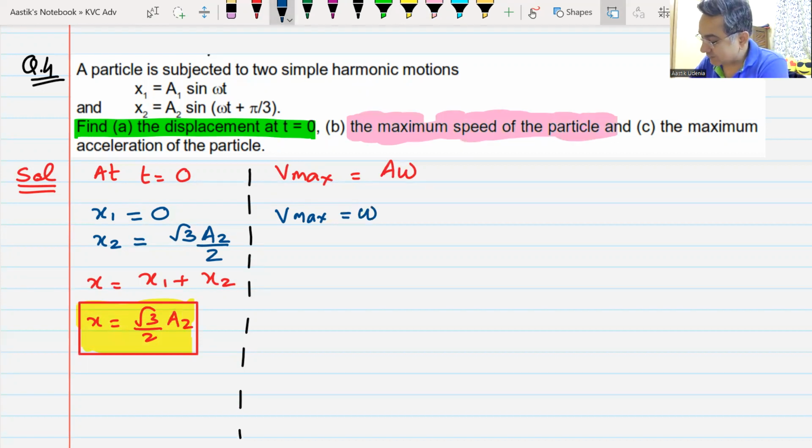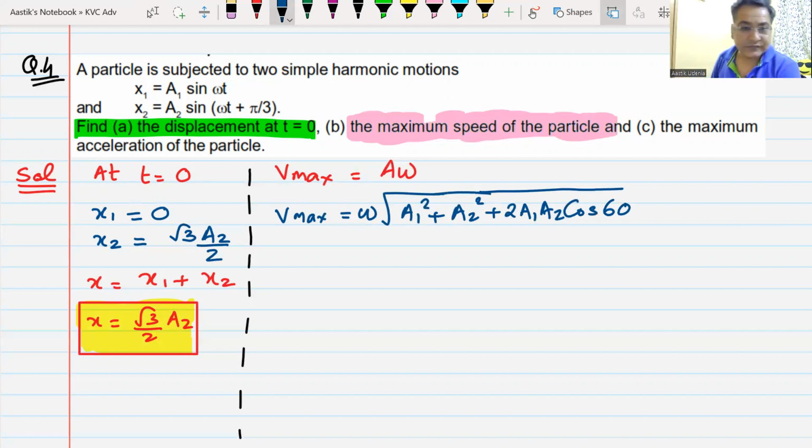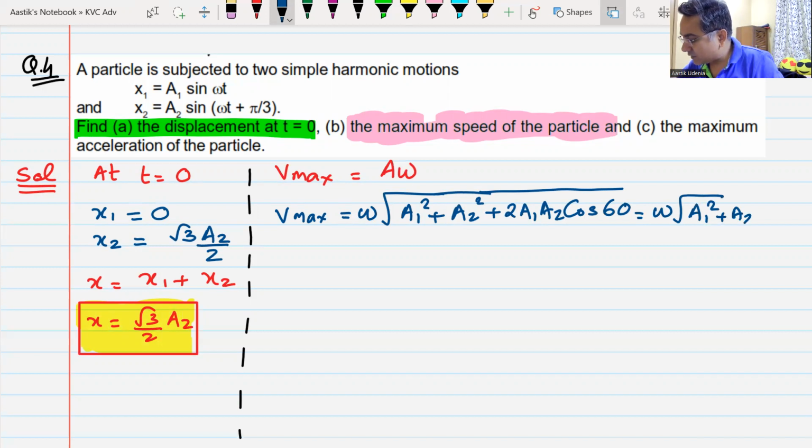So A into omega. Omega is the same, and position X equals 0. You just have to find out the resultant amplitude. What is the resultant amplitude? Root of A1 square plus A2 square plus 2 A1 A2 cos of 60. The cos 60 is half. So your answer will be omega into root over A1 square plus A2 square plus A1 A2. Do we understand this, or has this gone above our head?